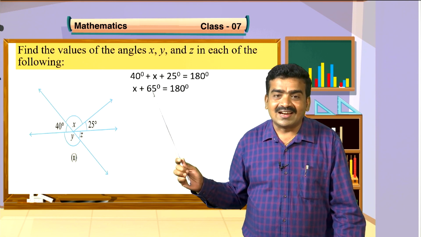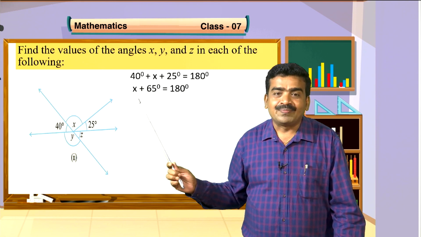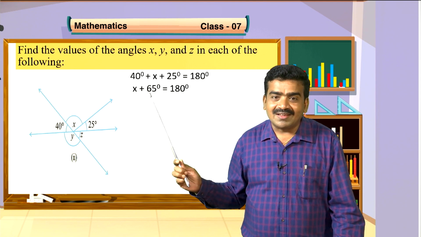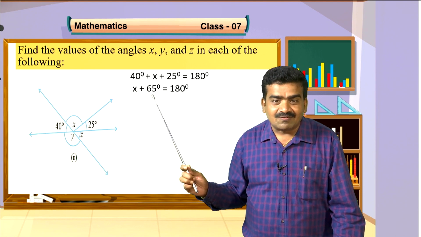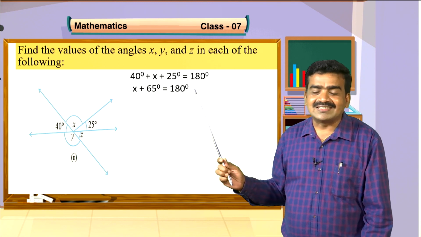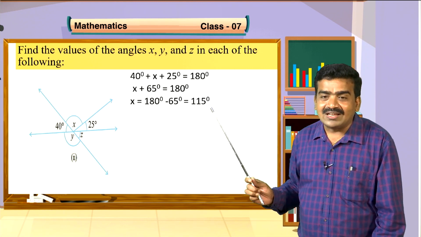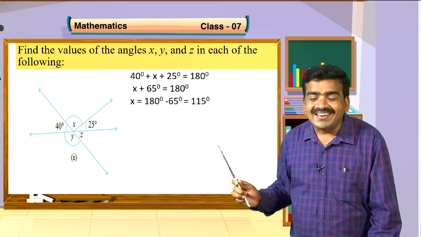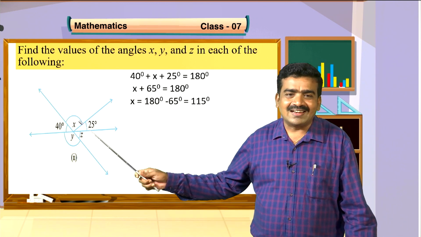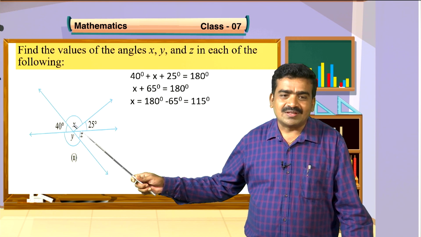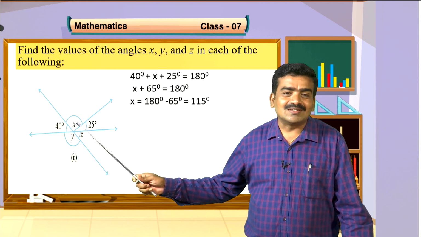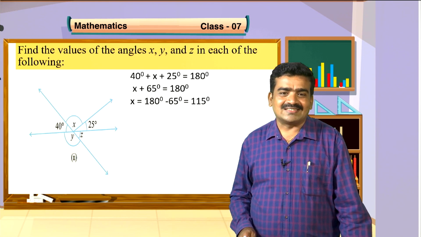You are exactly correct, you are getting 65 degree. Then what we have to do over here? We have to transpose this 65 degree towards right hand side, we will get 180 minus 65, that is equal to 115 degree. So, we have calculated angle x. So, therefore, it is easy to calculate remaining angles.